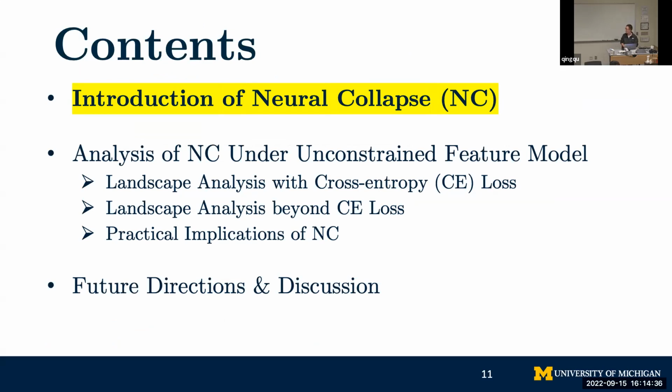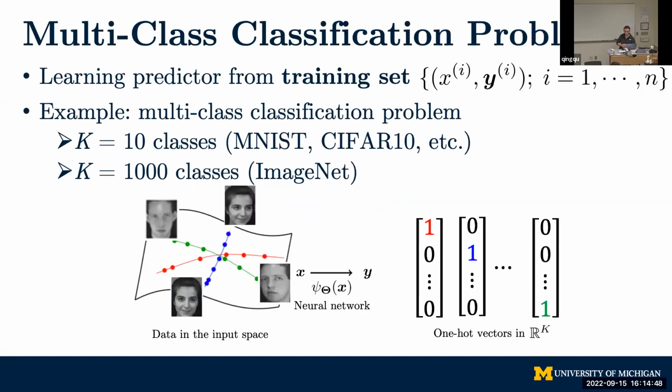Next, I will introduce the basic concepts of neural collapse, which is a representation of deep networks in the last layer. To introduce this concept, I want to focus on multi-class classification problems in the supervised setting.